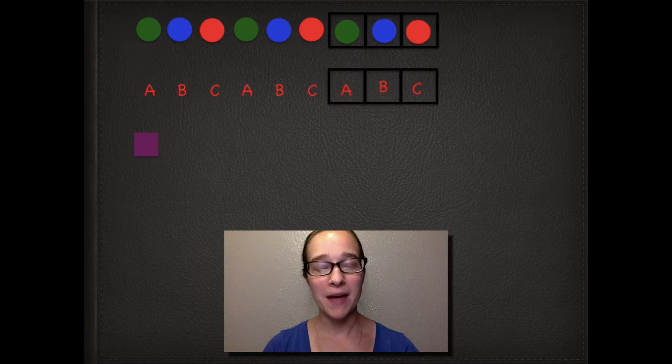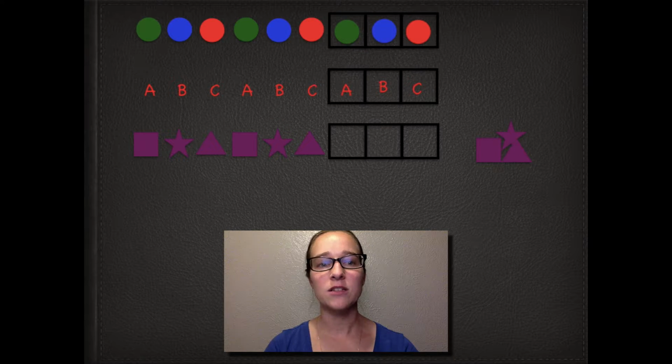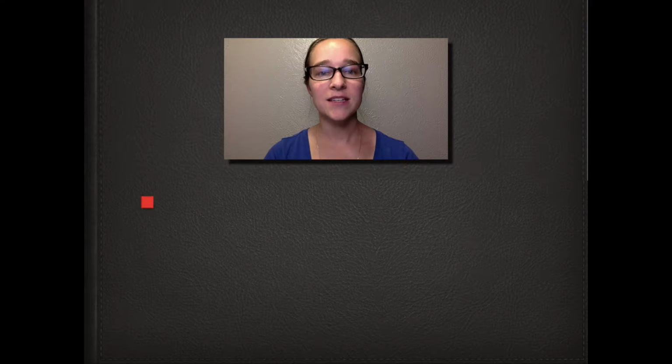Here's a shape pattern. We have a purple square, a purple star, and a purple triangle. Square, star, triangle, and what's going to come next? Square, star, triangle, square, star, triangle. And how about this one?